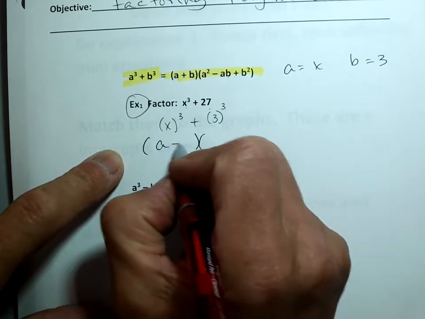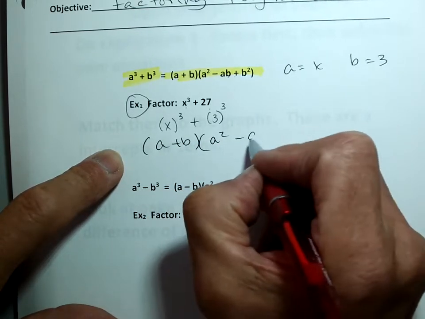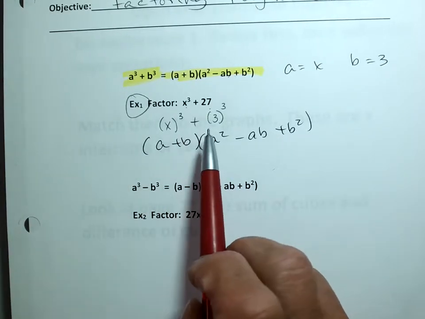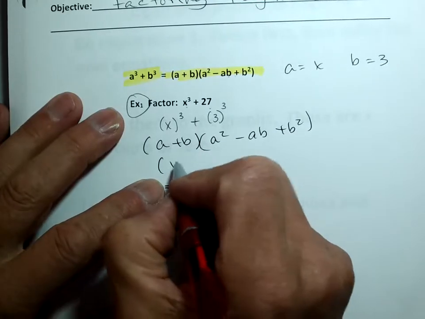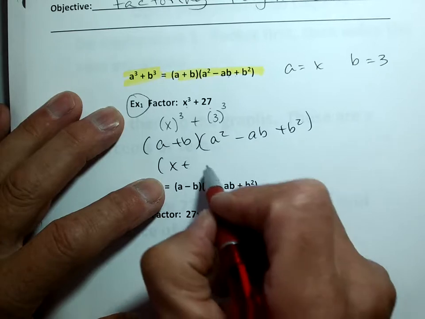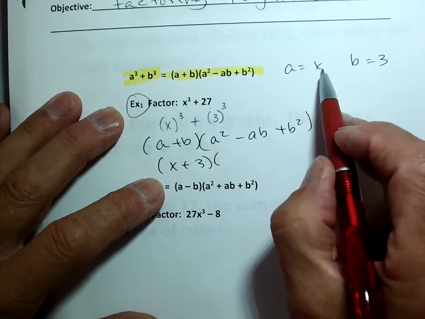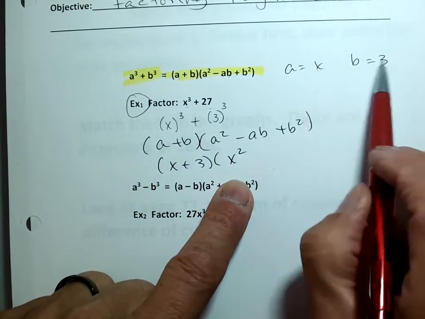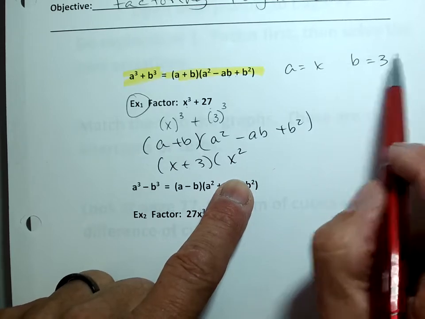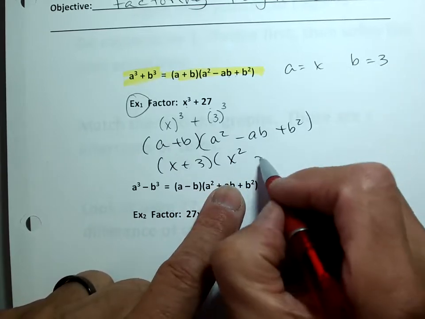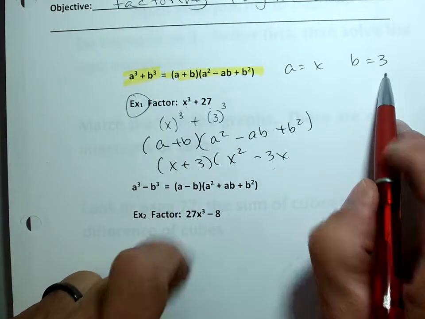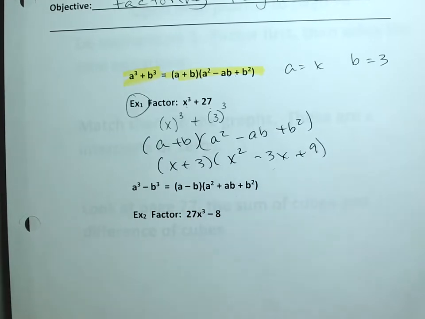so if I've got a plus b times a squared minus ab plus b squared, instead of writing a, we're going to write x, because the problem has to do with x's and 3. So I'm going to write x plus 3, and a squared, but x is a, so it's going to be x squared, minus a times b. If I multiply these two, I get 3x, minus 3x, plus b squared. b is 3, what's 3 squared? 9, right? Plus 9. That's your answer. That was pretty easy, wasn't it?